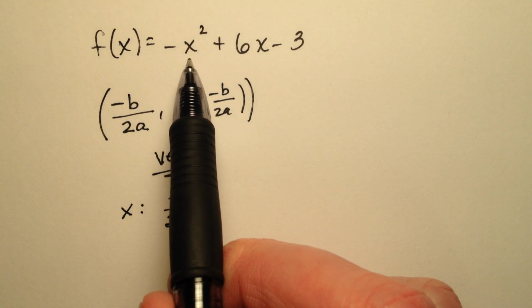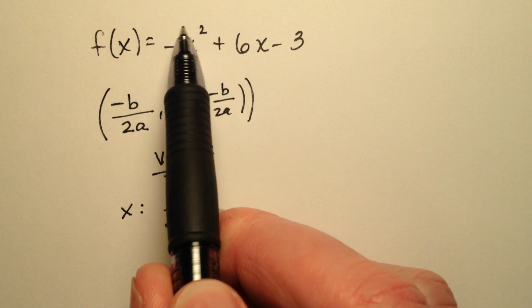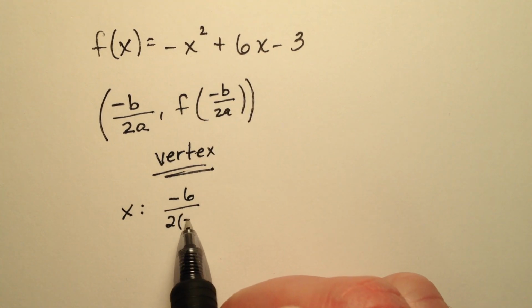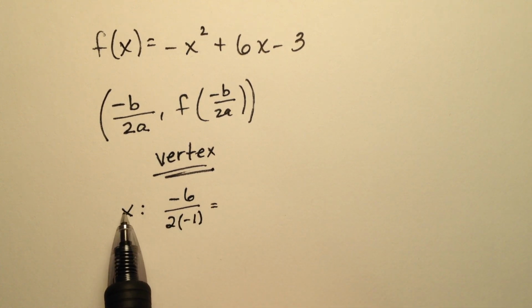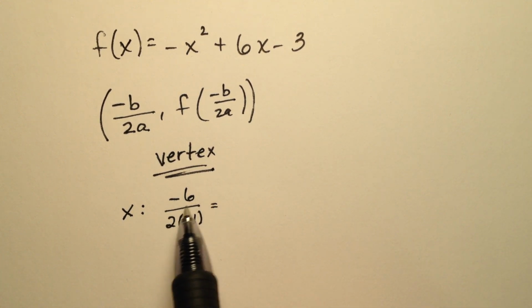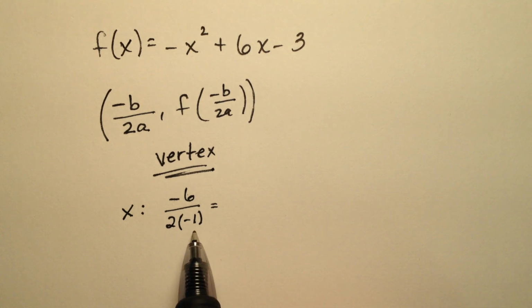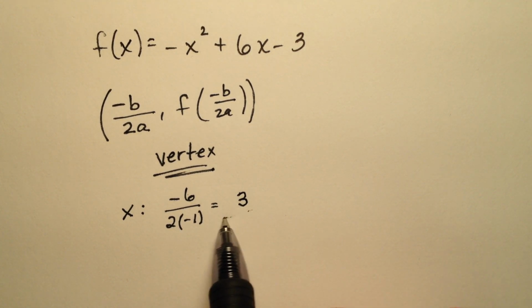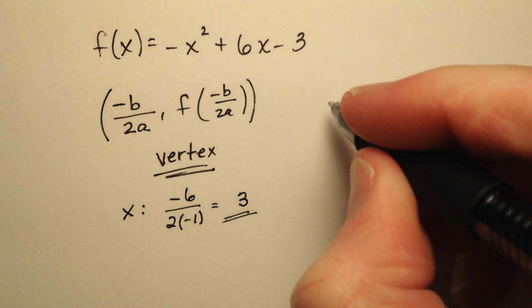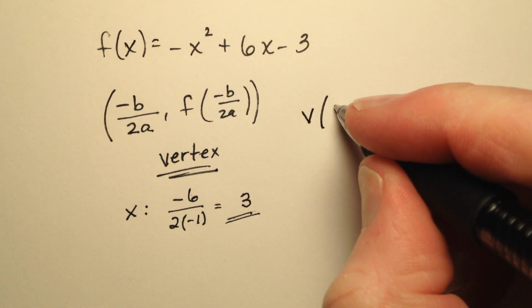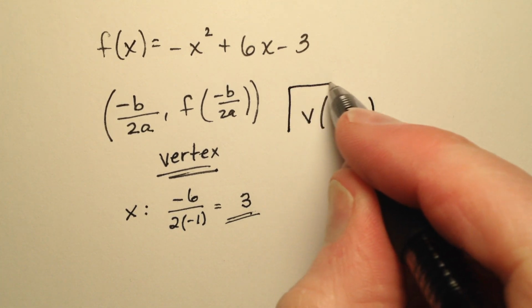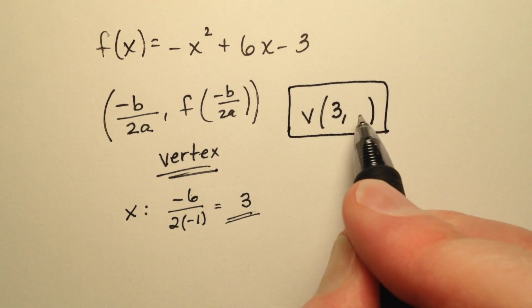Now the a value is the leading coefficient, or the coefficient of my quadratic term, which in this case appears to be negative 1. So the x-coordinate of my vertex is going to be negative 6 divided by negative 2, which is going to equal 3. So for my vertex, I can start out by writing that my x-coordinate is 3, and then I'll need to get my y-coordinate as well.